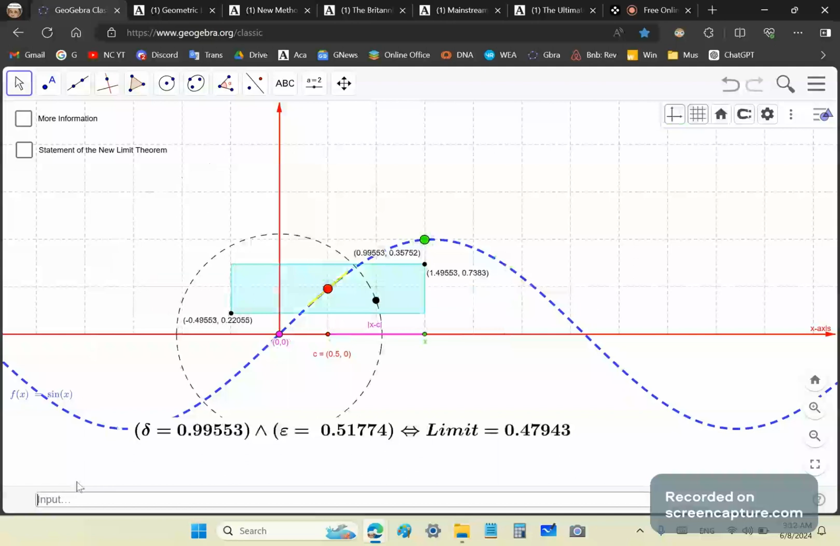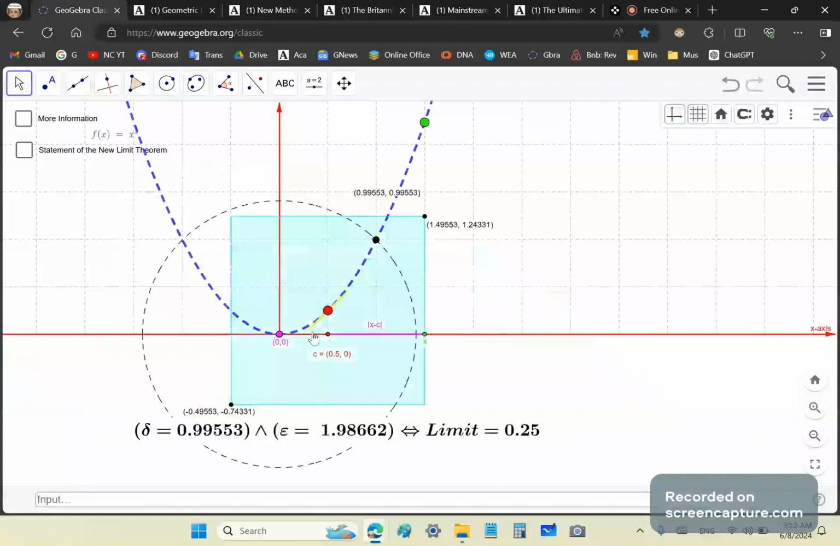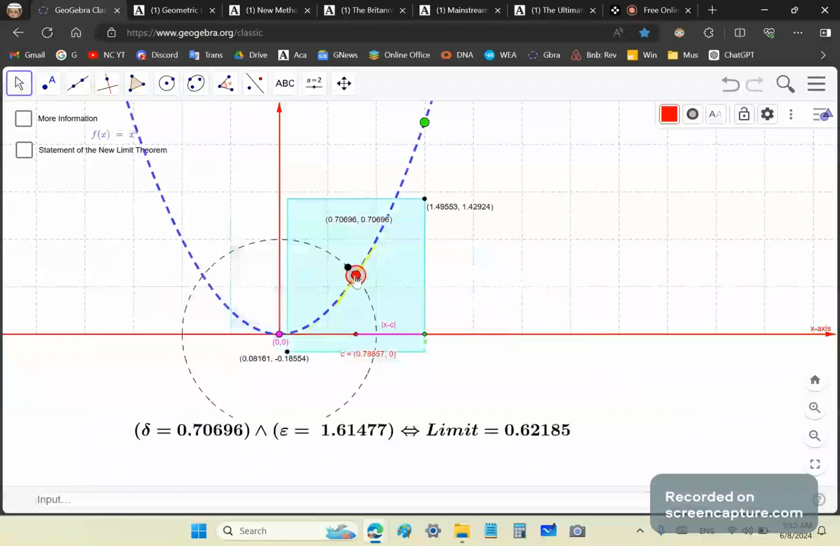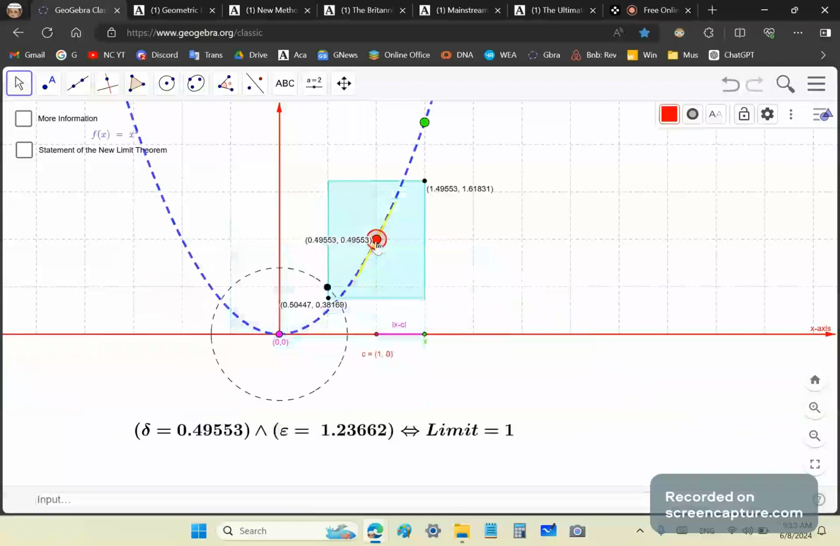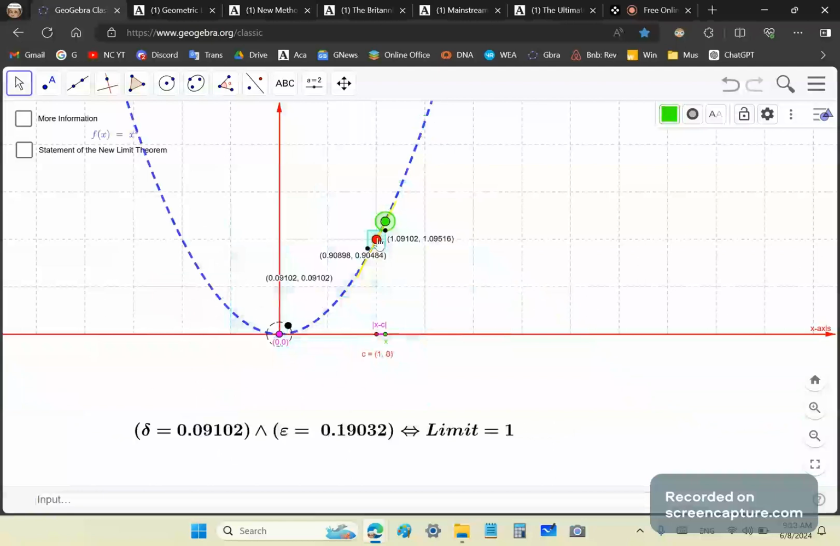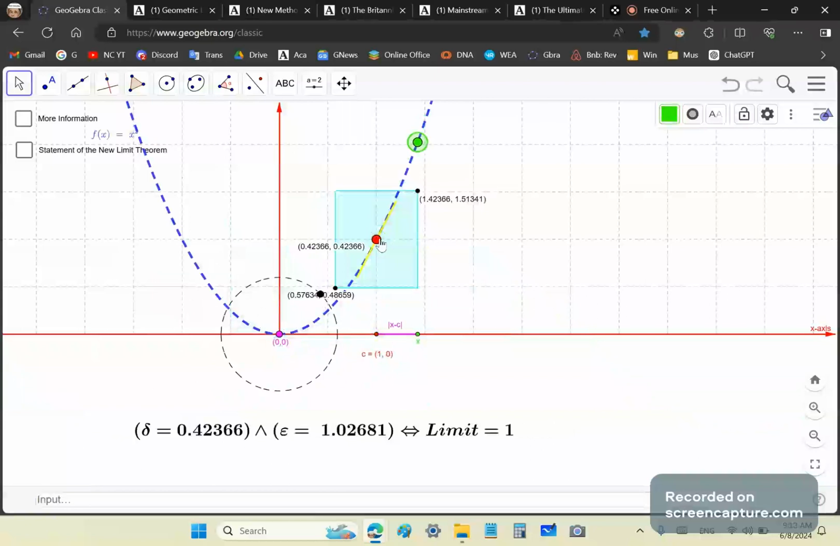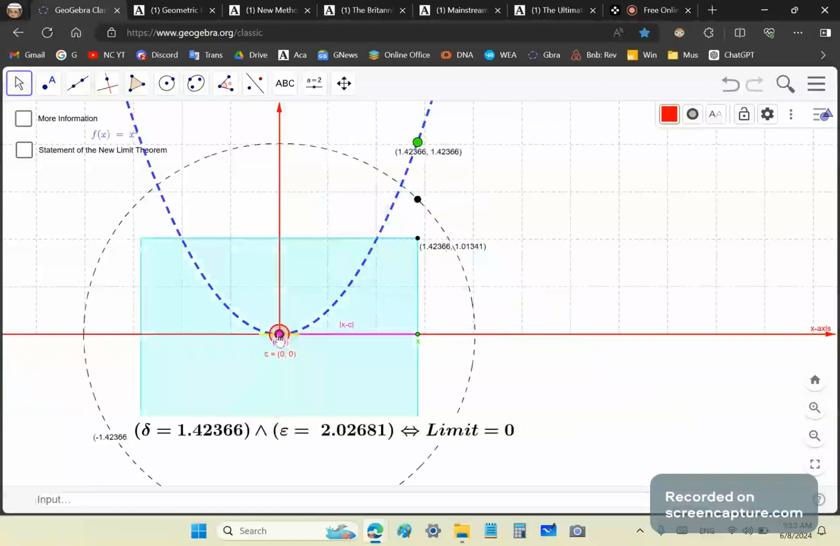So let's try another one. Let's try f of x equals x squared. Okay, so once again, let's put it over here on c equals 1. And as we move closer there, boom. Okay, the limit is 1 because 1 squared is 1. And we can move it down here, like that.